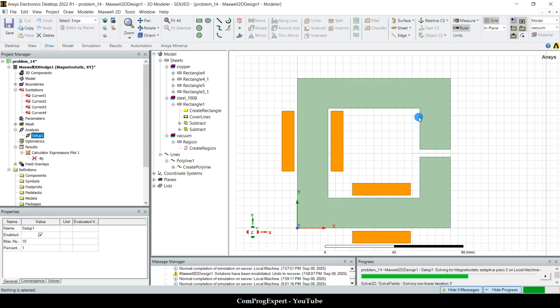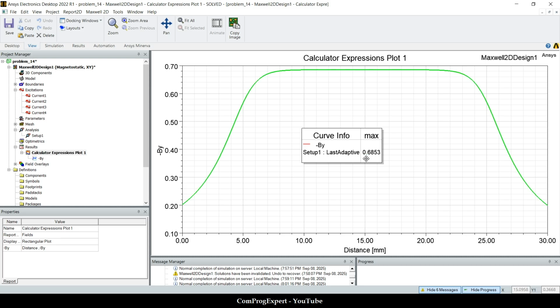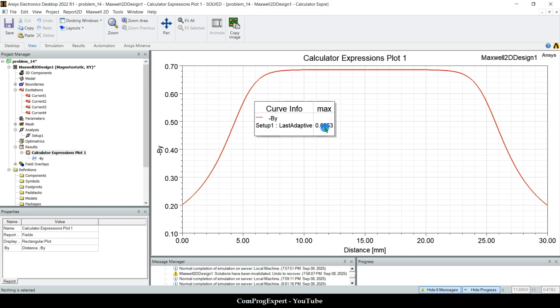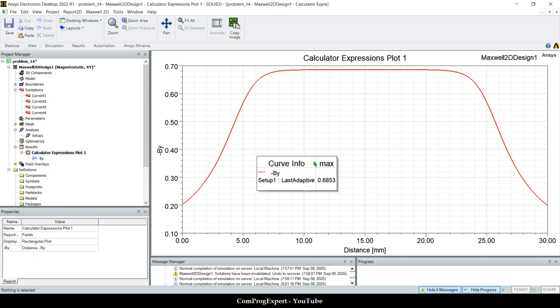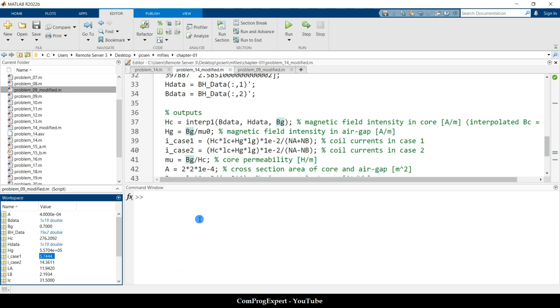Here is the waveform, 0.68, close to 0.7. A little bit we can consider the effect of the fringing, right? You remember from the previous problems, if we consider the effect of fringing, we can set this equal to 0.7 Tesla, exact. So yes, our procedure is correct.